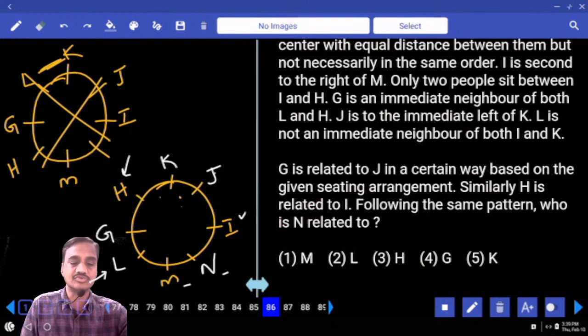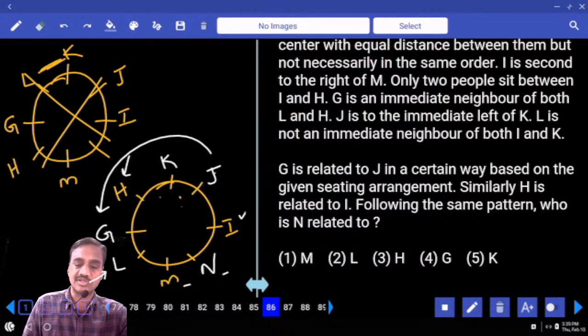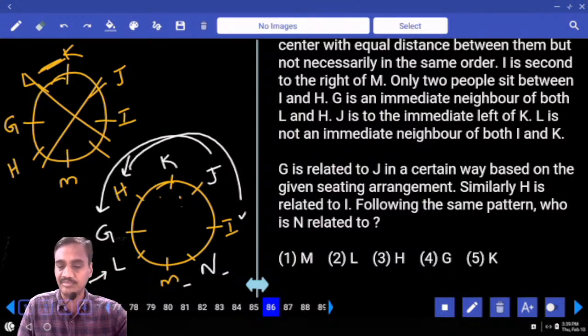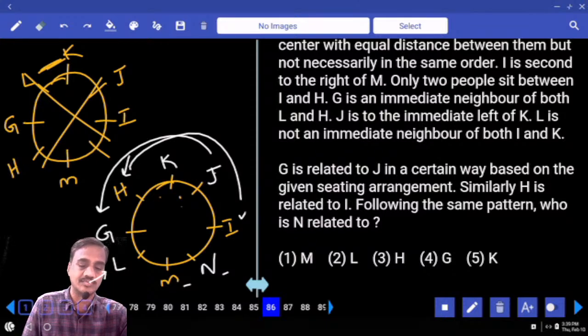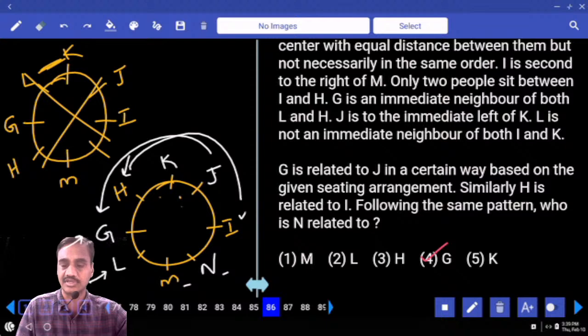And G is related to J. G is related to J means G is third to the right of J. And in the same way, H is related to I. H is third to the right of I. And in the same pattern, N is third to the right of whom? N is third to the right of Z. And so what is your answer? G, that is choice 4.